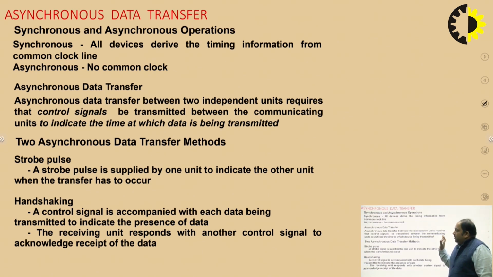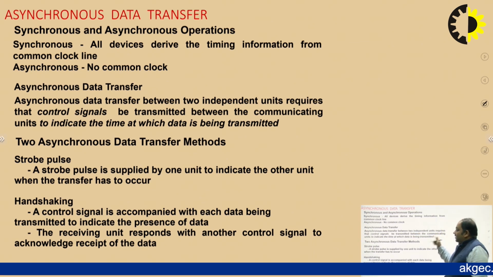Now I will explain what asynchronous data transfer is. Asynchronous data transfer is between two independent units and requires control signals to be transmitted between the communicating units to indicate the time at which data is being transferred. There are two independent units. They are not considered as one in asynchronous, while in synchronous they are considered as one unit and work on a common line. In asynchronous they are independent units which work on separate clocks.